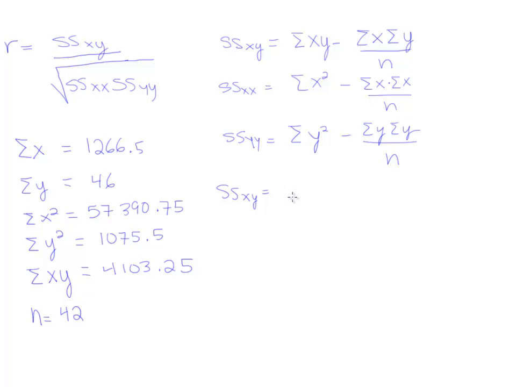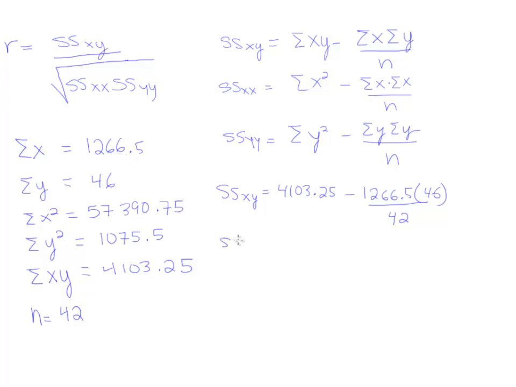So putting the numbers into the formula, we have the mixed term, xy. That number is 4,103.25 minus the sum of x, which is 1,266.5, times the sum of y, which is 46. Then from there, we'll divide by 42. That's our n, right? Our 42. Okay, so we'll work that stuff out quickly in a calculator and see what that gives us. Actually, why don't we fill in all the numbers first, and we'll do all the calculations at once.